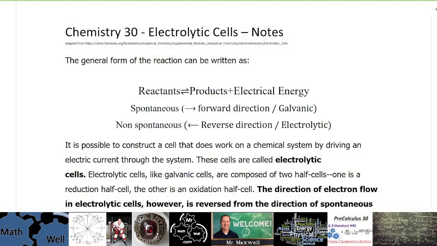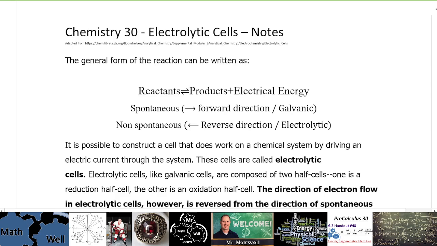All right, electrolytic cells. Now this is a lesson right after electrochemical cells, the voltaic, galvanic cells. Electrolytic cells are just slightly different. There's a lot of similarities here, but there are some differences as well. So let's talk about this. The general form of a reaction can be written as, when we're talking about electric potential, reactants in a reversible reaction with products and electrical energy.